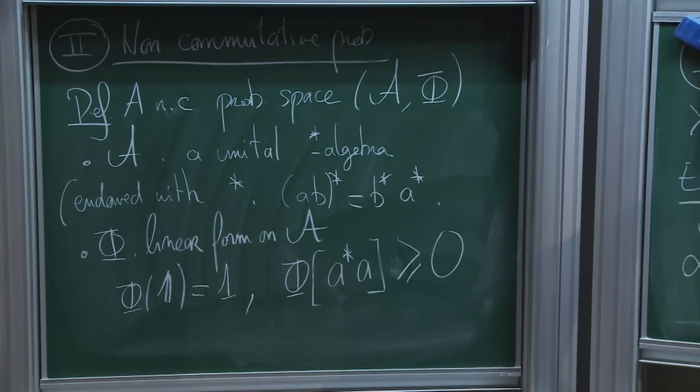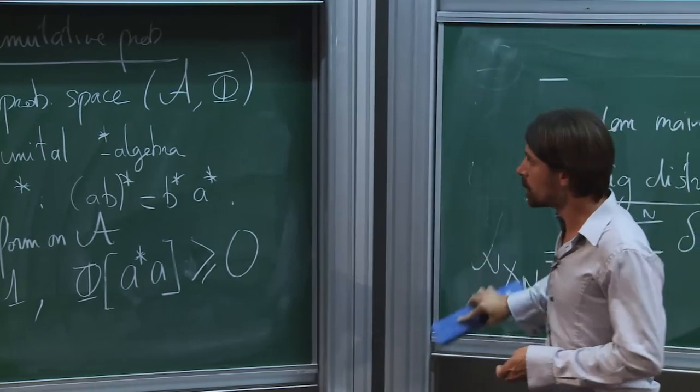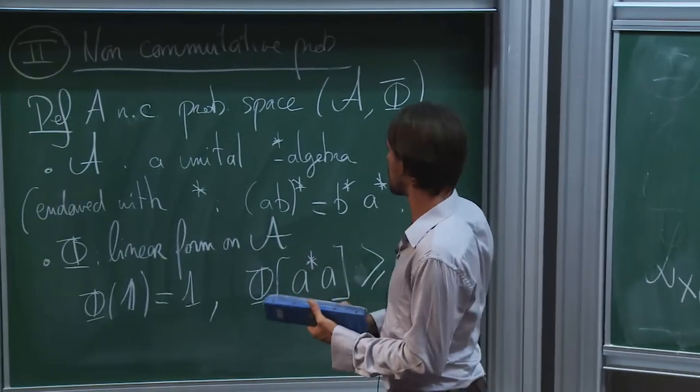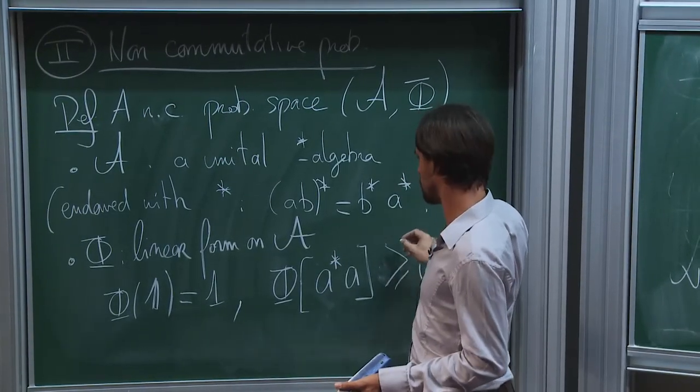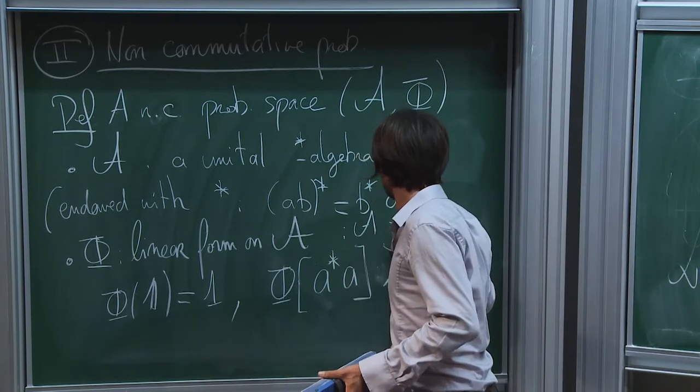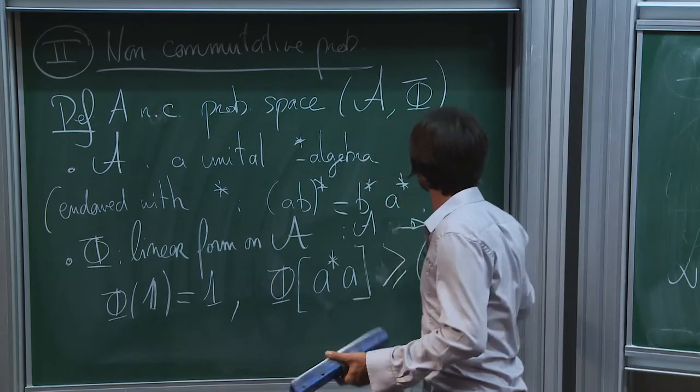Sorry? Yes? Real or complex valued? It is complex valued in general. Phi from A to C. It's a linear form.